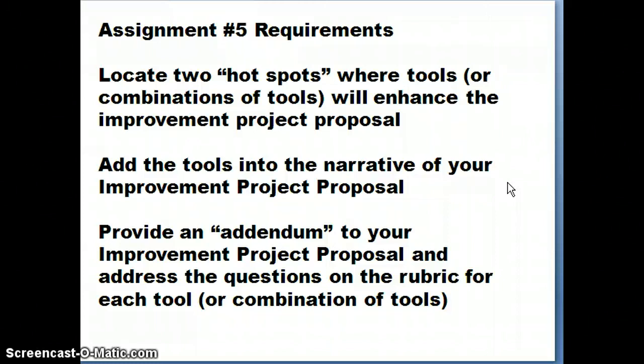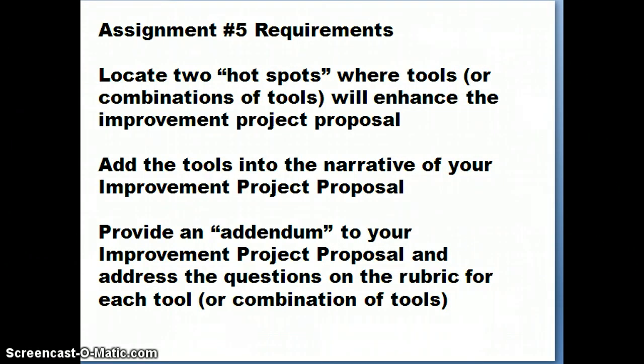Then you're going to locate the tools. You're going to add the tools into your narrative of your improvement project proposal when you get them identified. And then you're going to provide a brief addendum document to your improvement project proposal, and you're going to address the questions on the rubric for each tool or combination of tools.